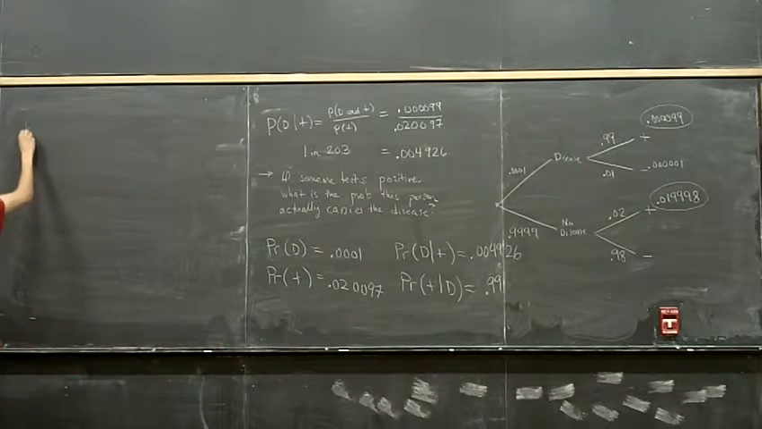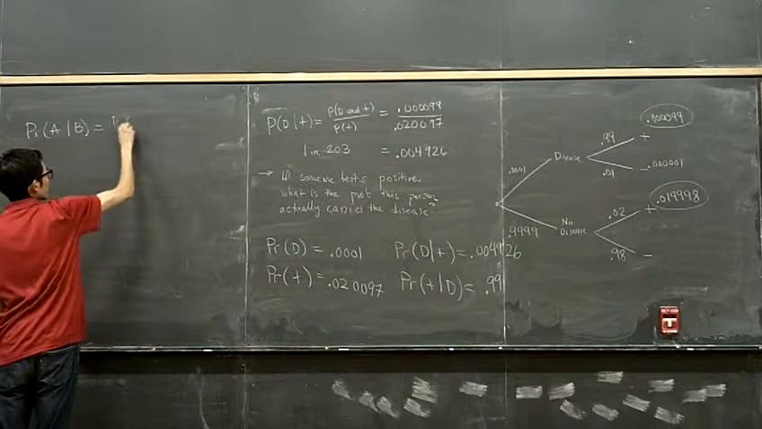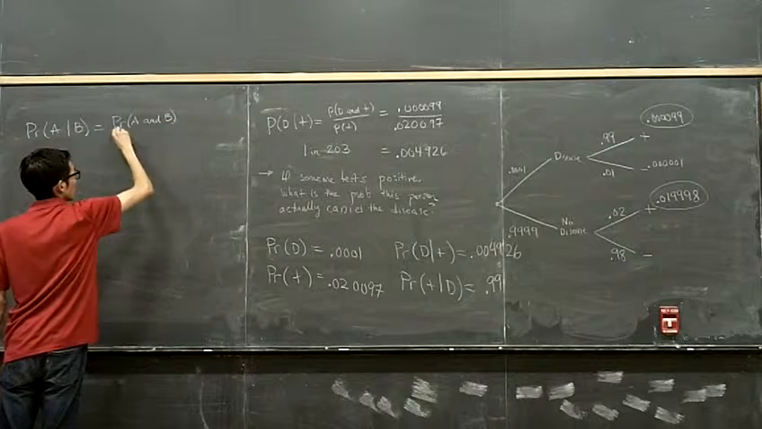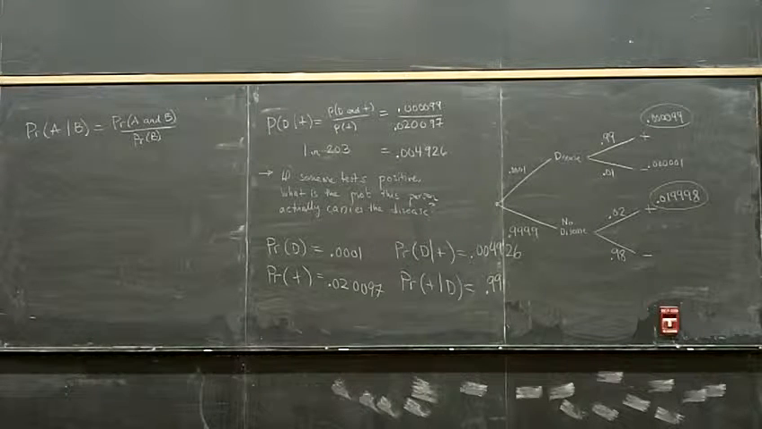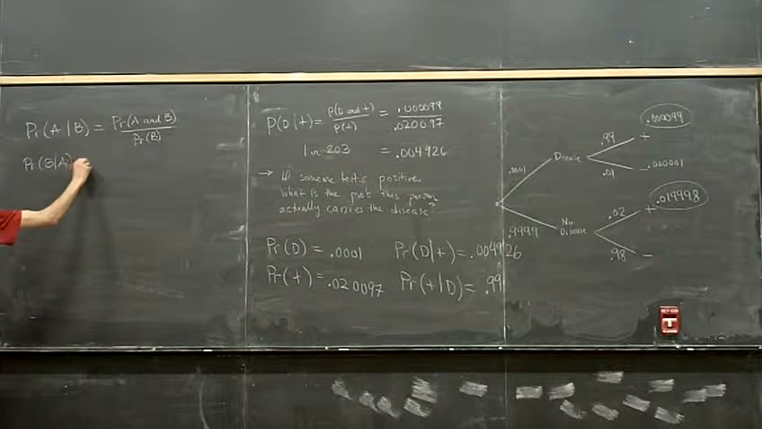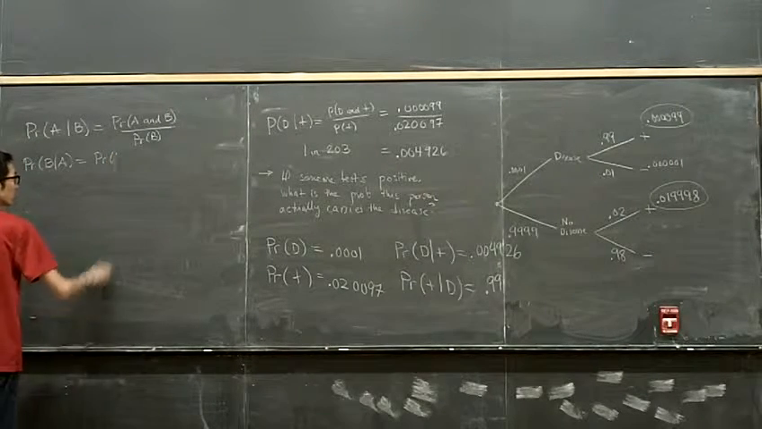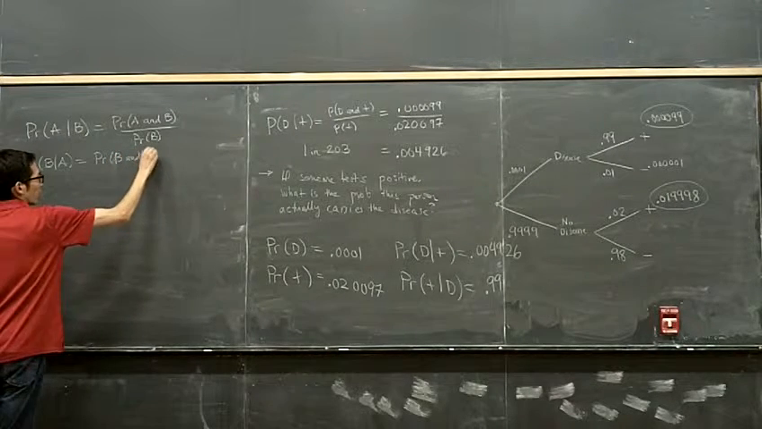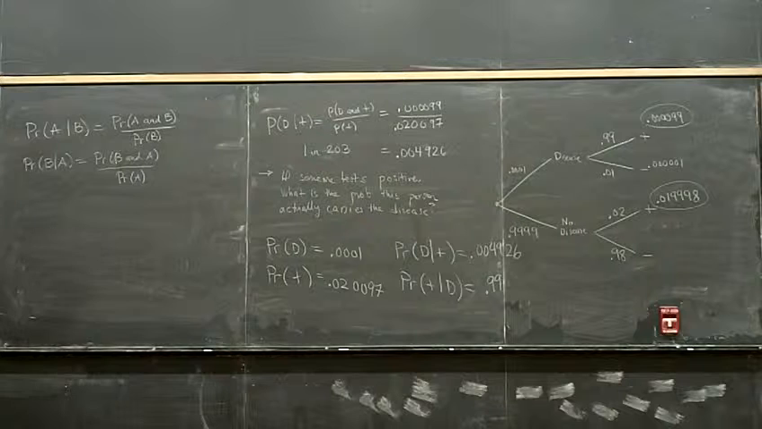And so maybe the general formula, I'll put this up here, is that anytime we have the probability of A given B, this is equal to the probability of A and B divided by the probability of B. Likewise, the probability of B given A is the probability of A and B, or I can say B and A, divided by the probability of A. All I've done is change the letters, switching the place of the letters.